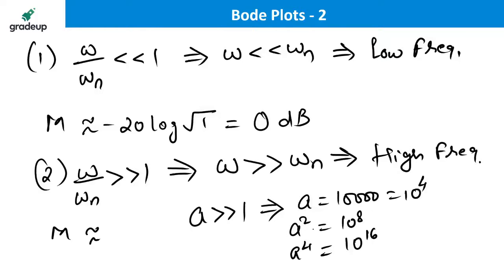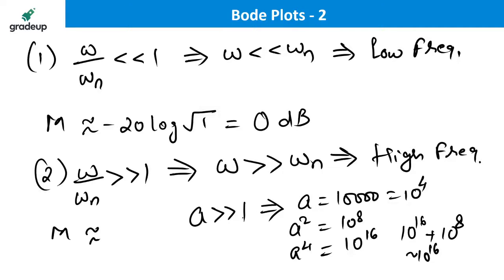Understand it is like this. A square is 10 power 8. A power 4 is 10 power 16. And 10 power 16, see, although 10 power 8 is also big, it is nothing in front of 10 power 16. So 10 power 16 plus 10 power 8, 10 power 16 has 16 zeros. Even if you add this, it can approximately be written as 10 power 16 only. Comparatively, it is a negligible term.